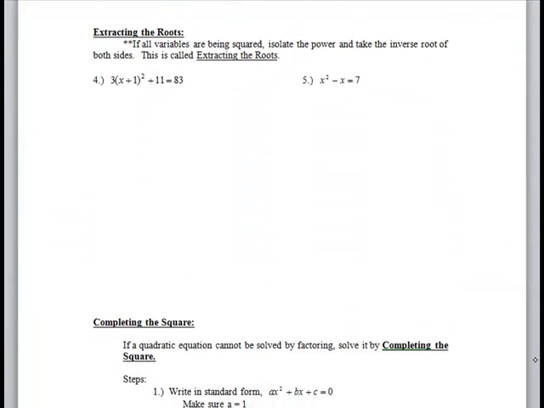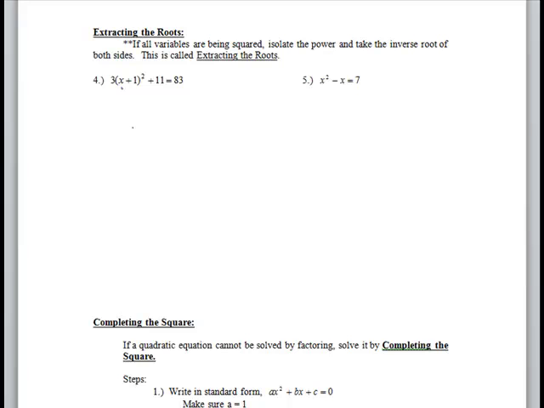Example 4, quadratic equation. Now that we have two methods for solving quadratics, you always want to begin by checking to see if this new method will work, extracting the roots. Check to see if extracting the roots will work first. If it does, go ahead and use it. So in this case, we only have one x, one variable. It is being squared, so it will work.